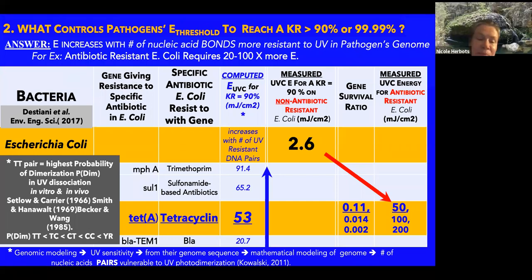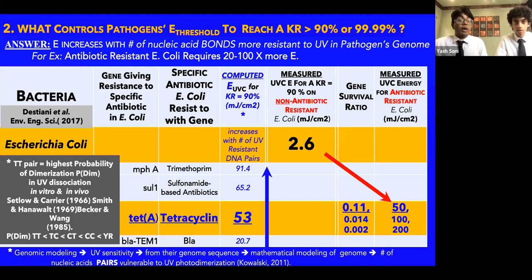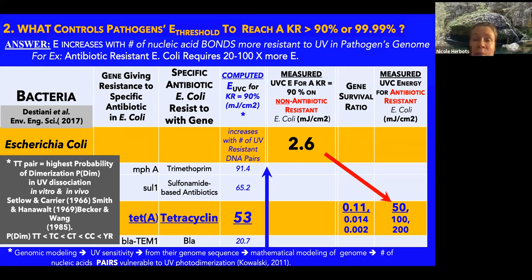Okay, let's go. So if size does not control the energy threshold, then what does? And our answer is that the energy increases with the number of nucleic acid bonds that are more resistant to UV in the pathogen's genome. For example, the antibiotic-resistant E. coli requiring 20 to 100 times more energy. Example, and this E. coli, the coli has disappeared. Where? Typo.